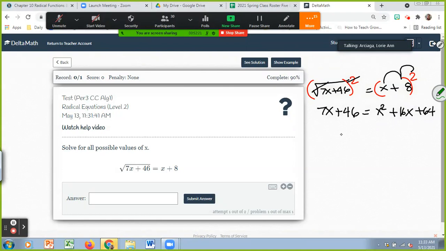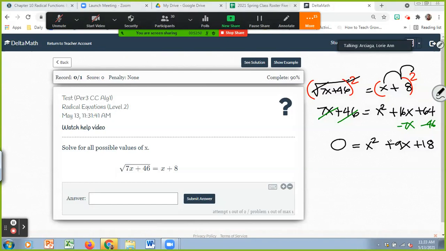Okay, so now we are going to move them around again. You move the 7x right here. You subtract the 46 right there. Since we remove everything from the right hand side, that's going to be 0. Is x squared, what is this? 16 minus 7, that's a 9x. And then 64 minus 46, that's going to be 18. Okay. Now those are some nice numbers.